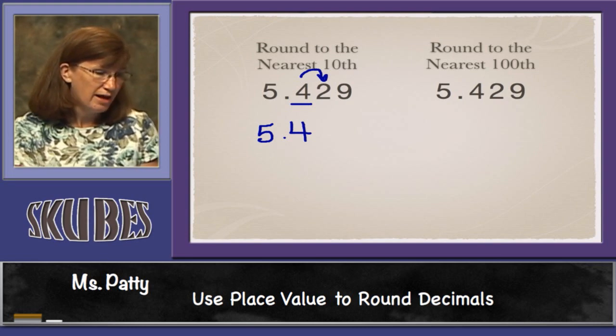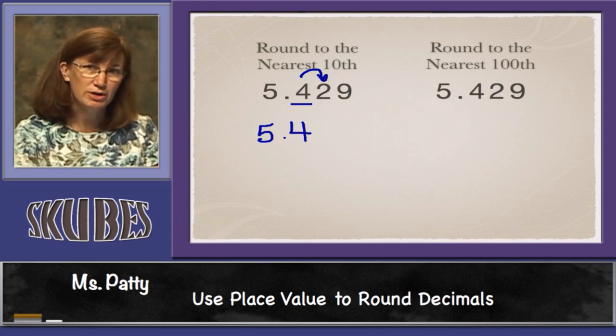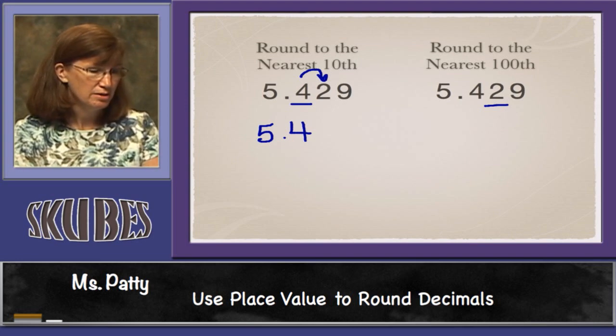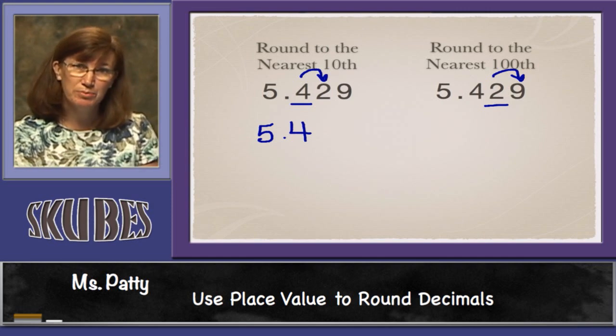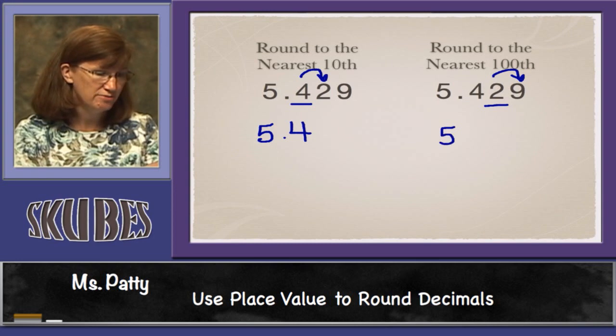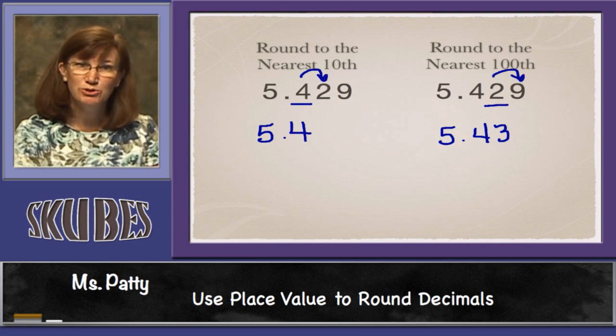In my next number, 5 and 429 thousandths, we're going to round to the nearest hundredth. There are 2 zeros in 100, so we go to the second place behind the decimal. That's the 2. There's my hundredths house. My determining digit is the 9. That tells me we're going to round up. So the 2 will become a 3. And my answer is 5 and 43 hundredths. Again, I don't need a 0 in place of the 9. I simply drop it. That concludes this lesson.